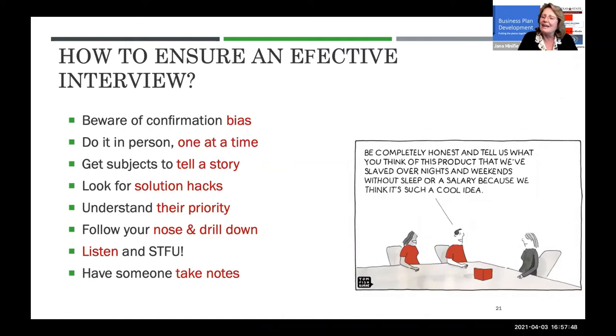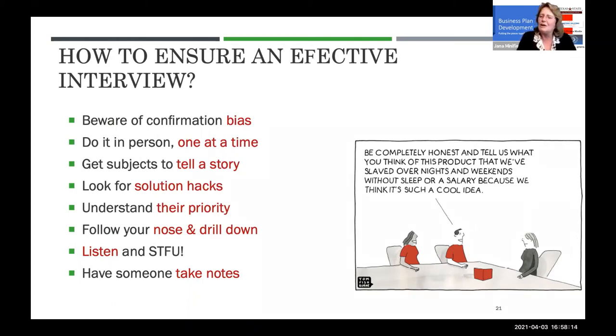Get subjects to tell a story. Tell me a story about the time you had a problem in this particular area. Tell me about what you did. How did you solve that problem? Because we want to hear about their experience and what they did do, not what they thought they would do if they had that problem. Look for solution hacks. Are they just telling you what they think you want to hear? Make sure you ask questions about it.